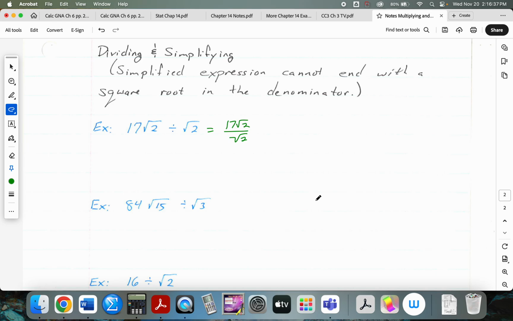This is the easiest problem you'll ever see. What's the square root of 2 divided by the square root of 2? 1. So this is just 17, because the square root of 2 divided by the square root of 2 is 1.